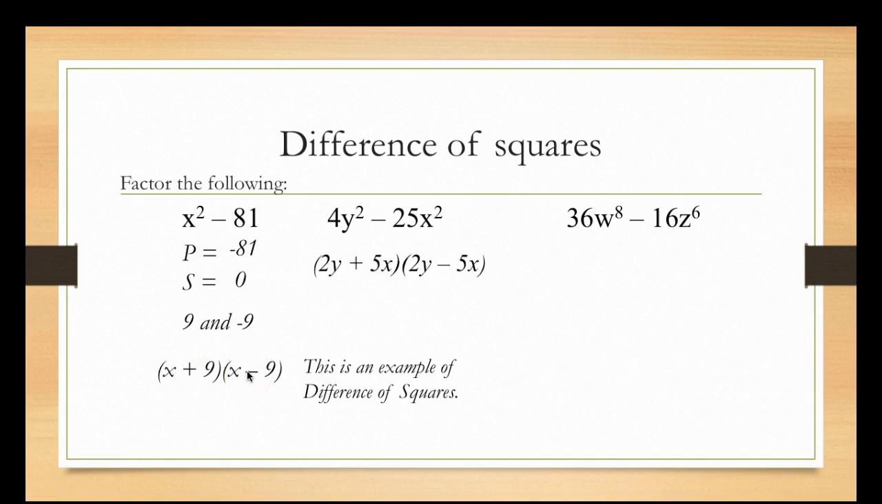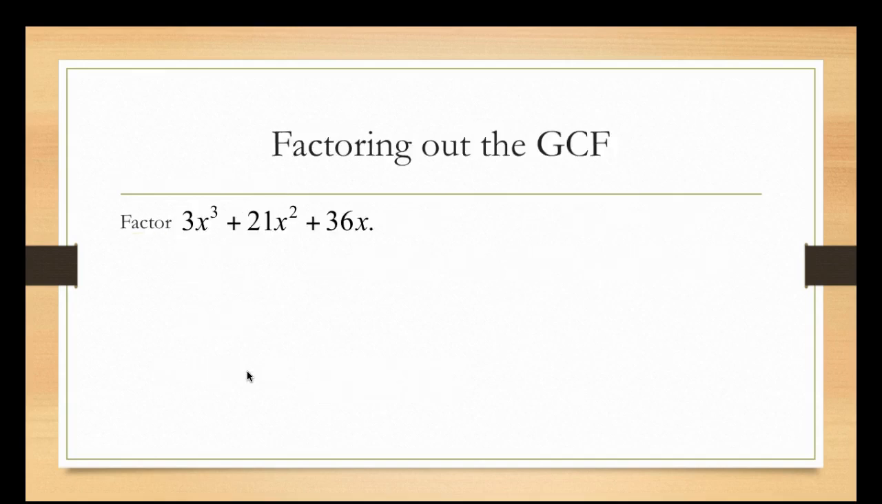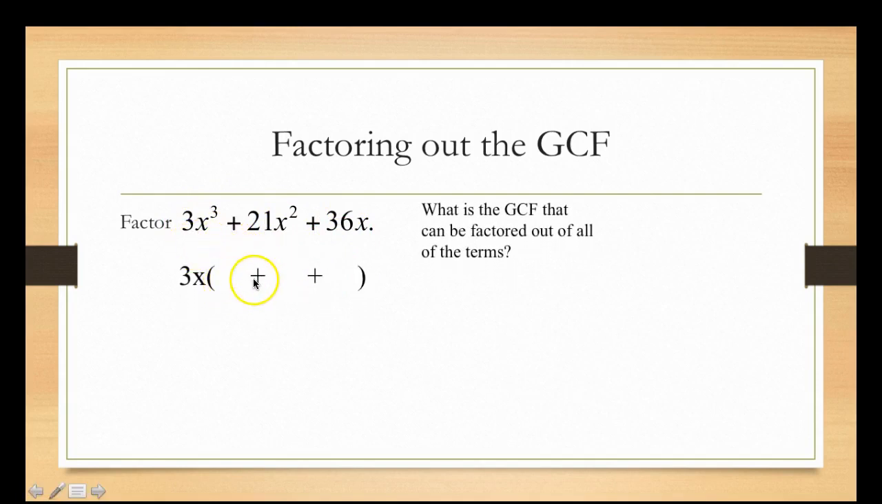And the last one will be... so sometimes you'll have to factor out the greatest common factor before you can do product sum. But you want to always make sure you factor completely. So in this case, I can factor out a 3 from each of my coefficients and an x from each of my x terms. When I do that, I'm left inside the parentheses with this.